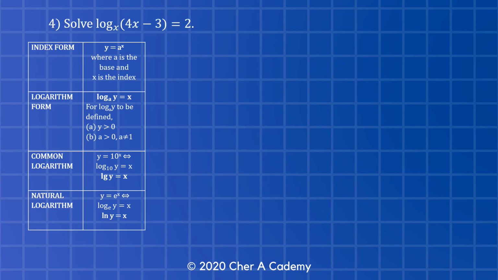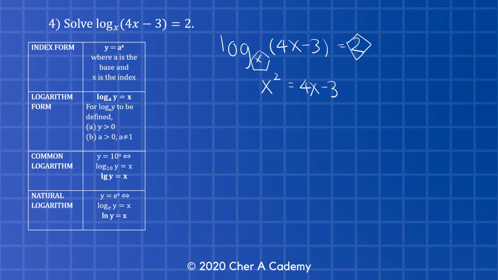Question 4. Solve log base x 4x minus 3 in bracket equals to 2. So to do this question, we have to change it to the index form first, and we'll slowly tease out the x to find out what is x. So let's change it to the index form first. Log base x 4x minus 3 in bracket is equals to 2. My x is the rock, the base. My 2 is the kite, which is the index. So I'll have x squared is equals to 4x minus 3.